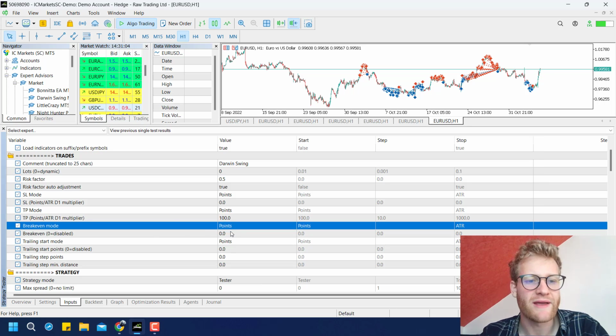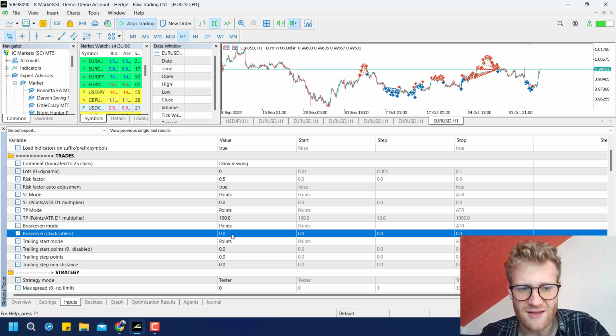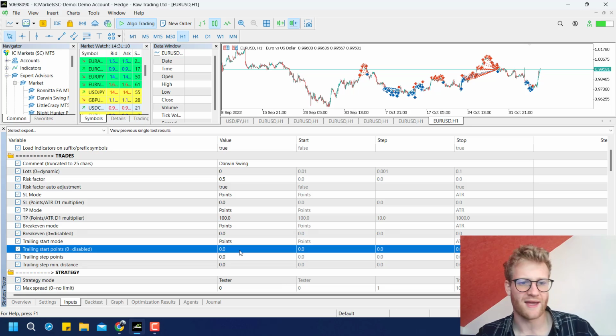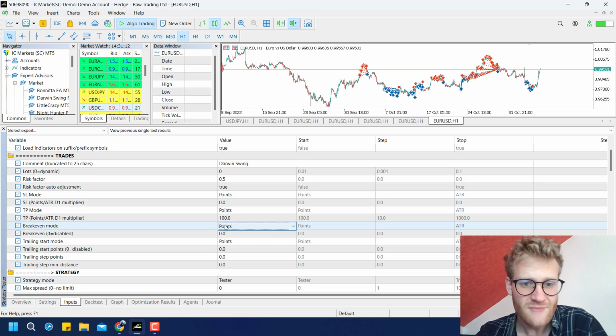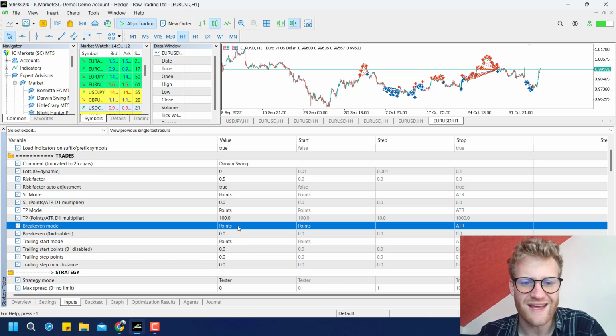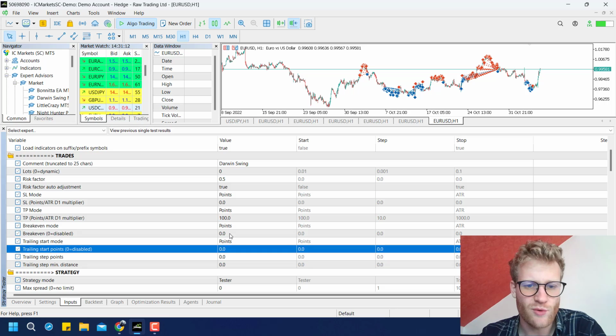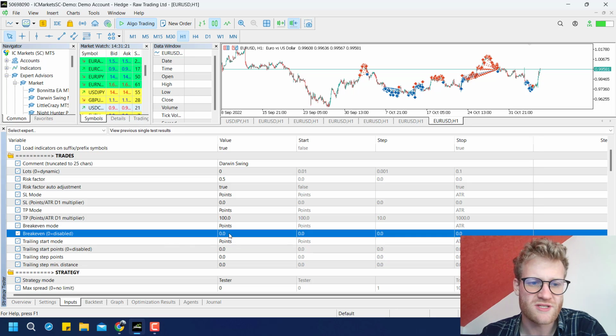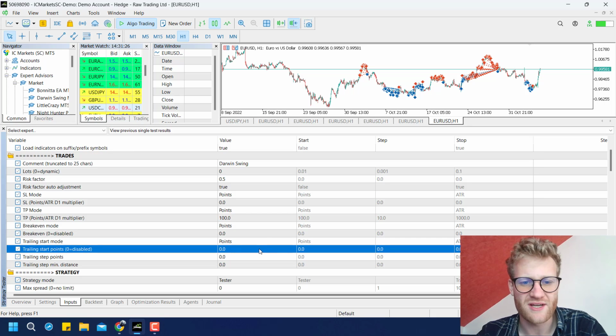And then we have a break-even mode, which in the default settings is disabled. Also, we have a trailing stop, which is also disabled in the default settings. We can always choose between points and ATR, and I will just leave it as it is, so I will not use the break even or the trailing stop here, but I think it is pretty obvious how it works.